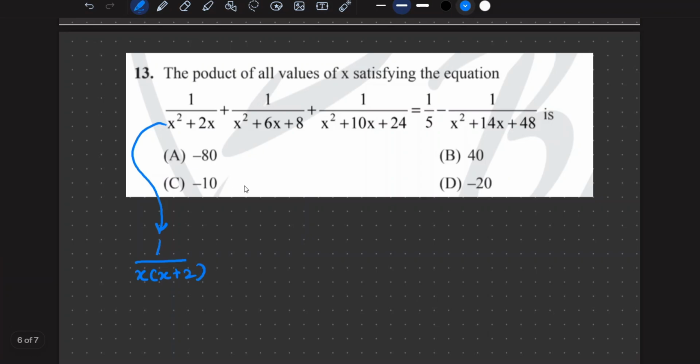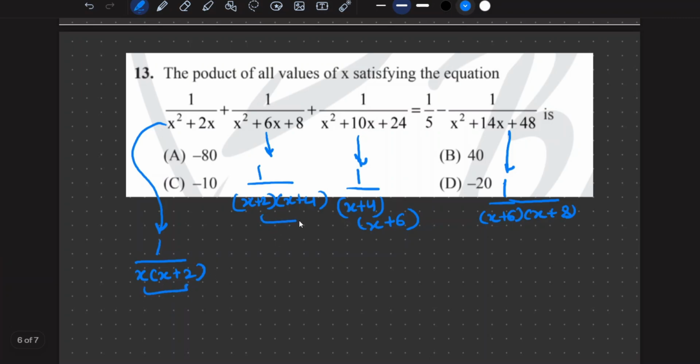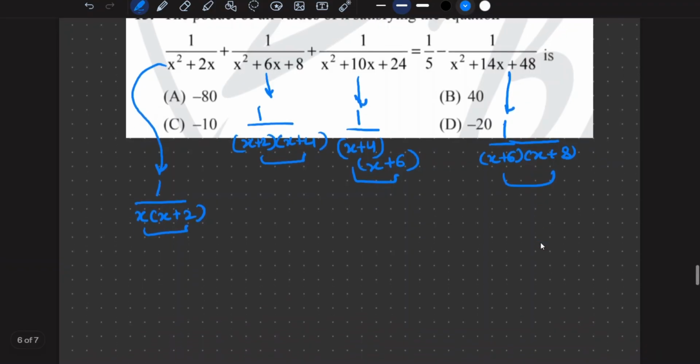Similarly, let me factorize them all. So this thing can be written as 1 by (x plus 2)(x plus 4). Similarly, this can be written as 1 by (x plus 4)(x plus 6). This similarly can be written as 1 by (x plus 6)(x plus 8). Do you notice a pattern? The difference between these two is 2, between these two is 2, between these two is 2, and between these two is 2. So now I'm getting thoughts of a telescopic series.